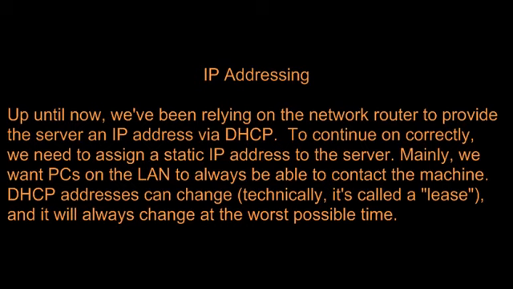The first thing that we need to do is set up a static IP address for the new server. Since we're going to be relying on it for actual services really for the first time, it needs to have a static IP address. We're going to be replacing the DHCP server that's on the router with the one on the server. So we can't rely on the router to provide the IP address for the server anymore, which it has been doing up until this point.